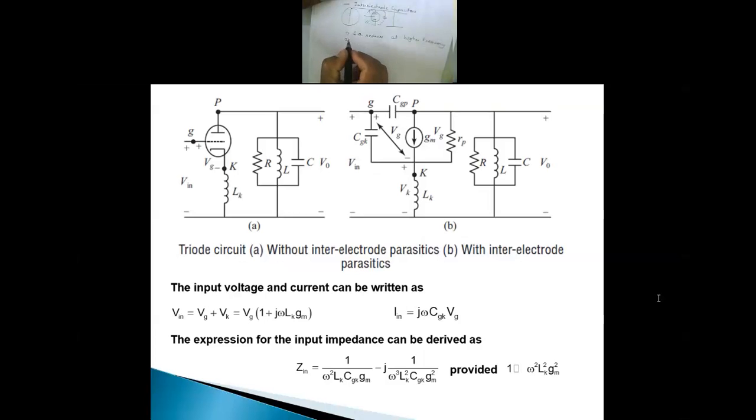Another issue is that because of the interelectrode capacitance and your lead inductance, tube efficiency reduces.